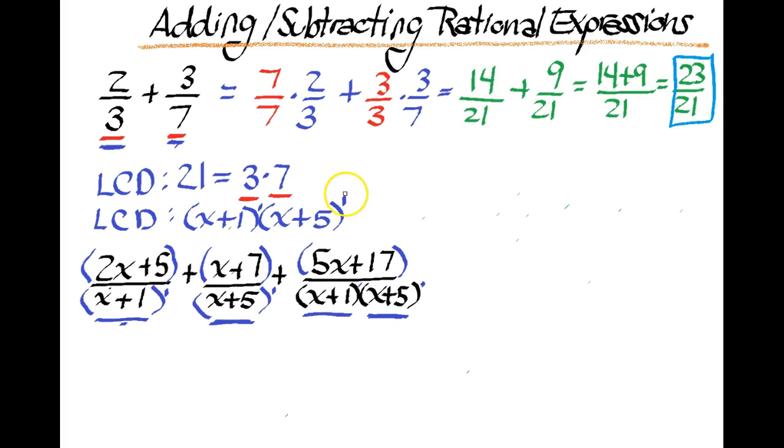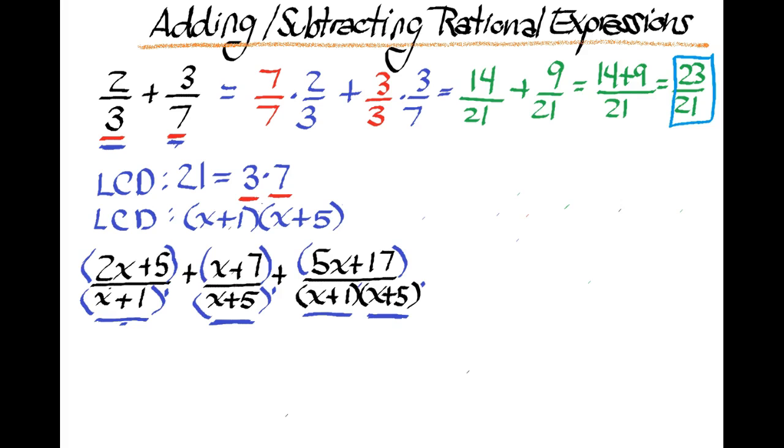So we don't really need exponents of 1, so I'm just going to go ahead and erase them because it just adds more clutter to my page. Okay, so the next thing we need to do, now that we have our LCD, is rewrite each of the terms using the LCD as our denominator.